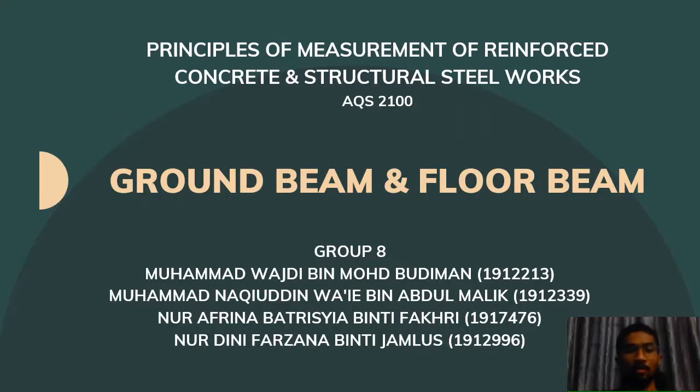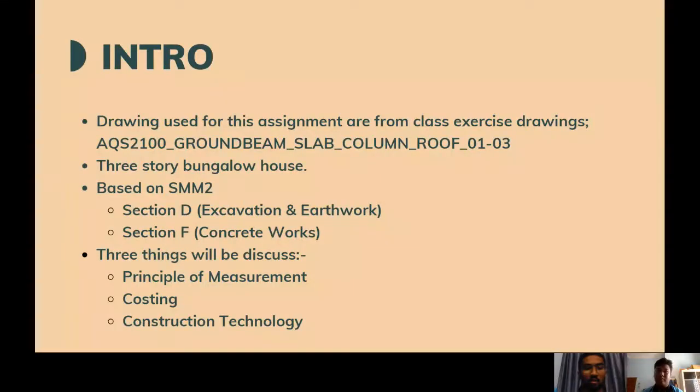So we're going to explain about ground beams and floor beams. For the introduction, the drawings used for this assignment are from the class exercise drawings, AQS to 2100 ground beam, slab, column, roof, 1 to 3. It is a 3-story bungalow house.